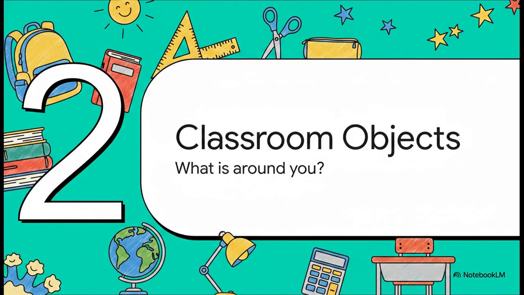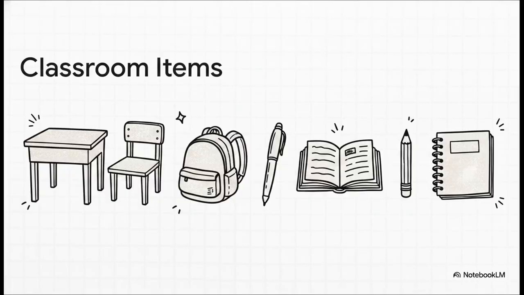Section 2, essential classroom objects. What is around you? Now that we've greeted each other, let's transition to sitting at our student desk. It's time to identify the physical items you're going to need for learning every single day. These are the everyday objects you'll see in almost every classroom in the entire world.